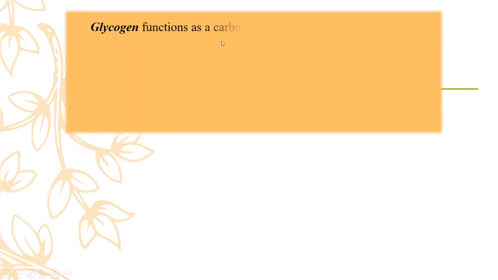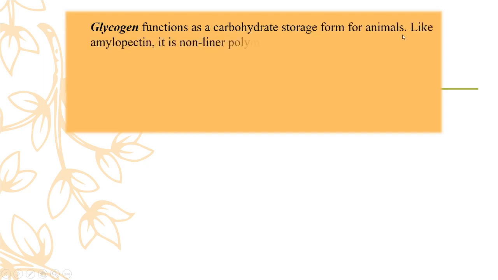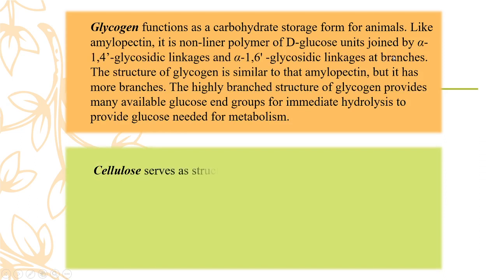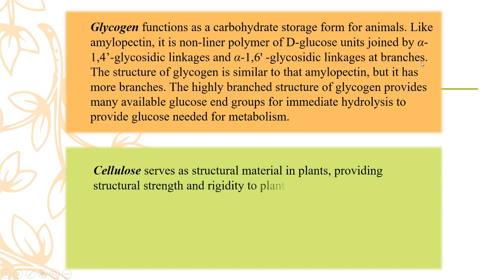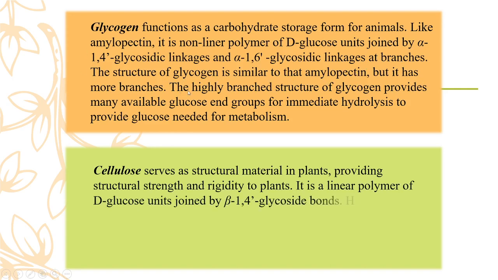And glycogen functions as a carbohydrate storage for animals, like amylopectin. It is a non-linear polymer of D-glucose units joined by alpha-1,4 glycosidic linkages and 1,6 glycosidic linkages at branches. The structure of glycogen is similar to that of amylopectin, but it has more branches.